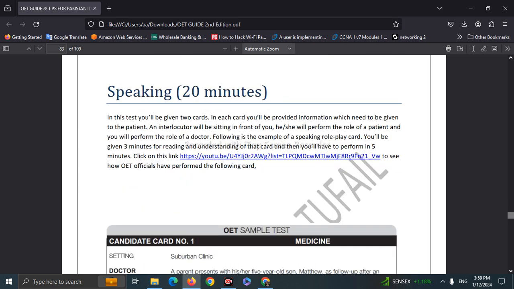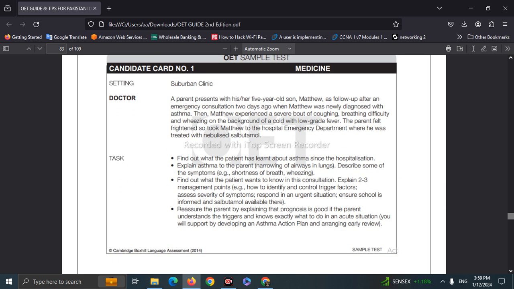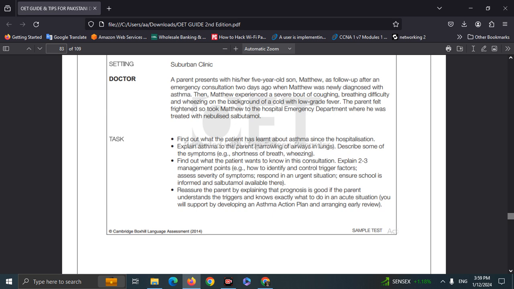Last but not least, speaking. You get 20 minutes for your speaking, and this is a role play card. You have to speak for 5 minutes and try to cover all the points. You will get two role play cards, 5 minutes each.